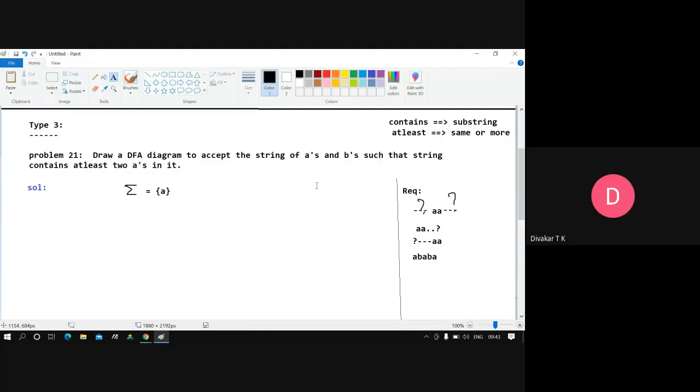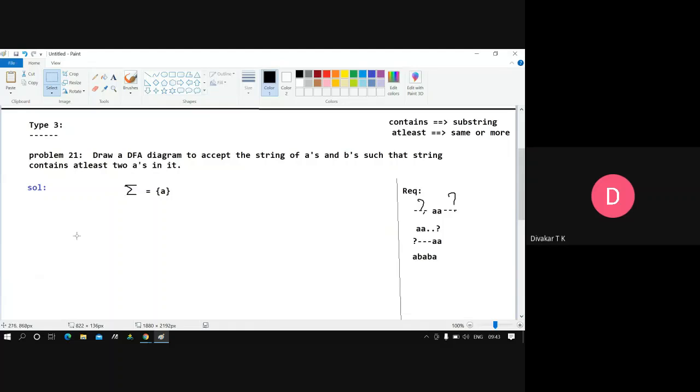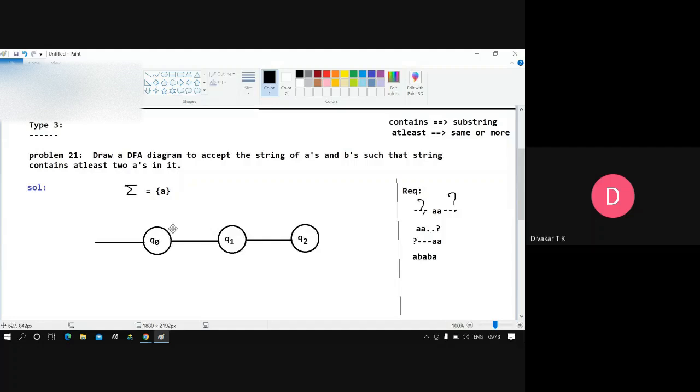We'll write the DFA diagram now. What is my requirement now? My requirement is at least two A's. How many states are we supposed to use? We are supposed to use three states. So I already created this one. I'll copy this particular thing, then I'll paste it. So this is my DFA diagram here.